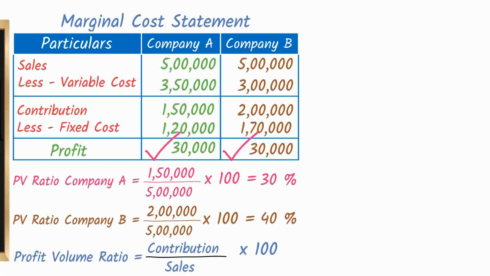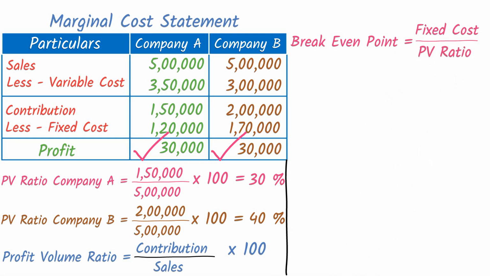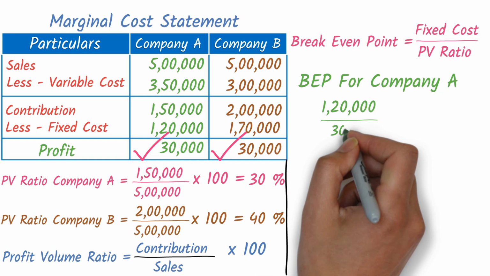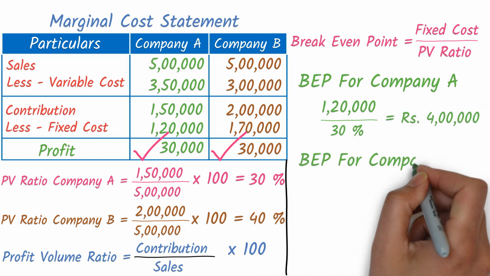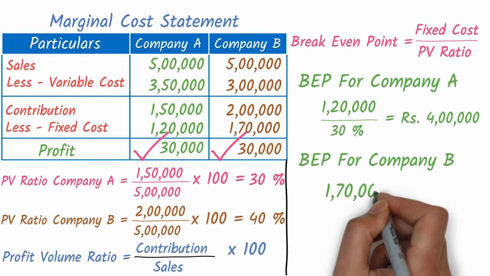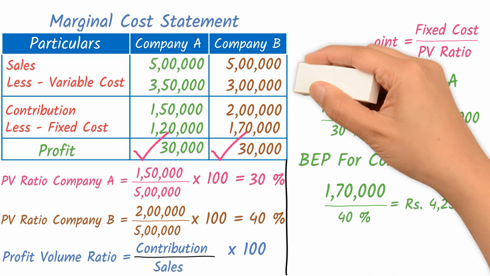Break-even point. It is fixed cost divided by profit volume ratio. Break-even point for company A, we know the fixed cost as 1,20,000 divided by the PV ratio of 30%. You get 4 lakhs as the break-even point for company A. For company B, 1,70,000 fixed cost divided by 40% of PV ratio, you get 4,25,000 break-even point for company B.